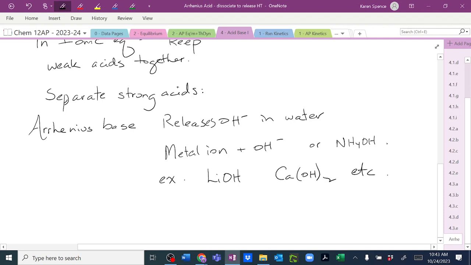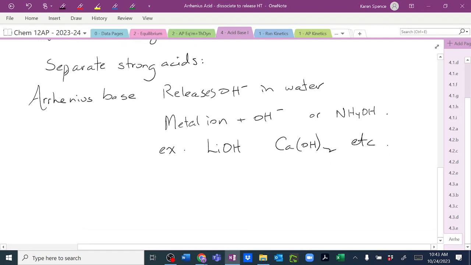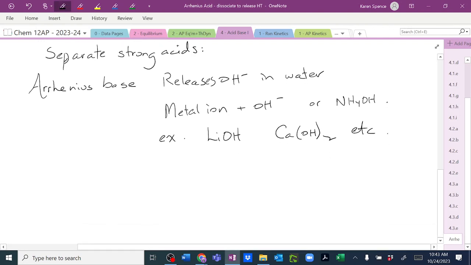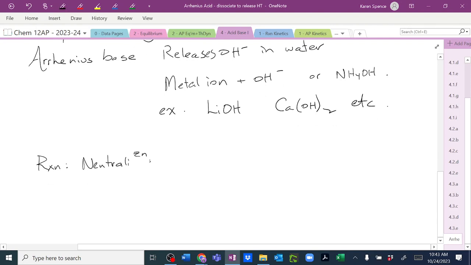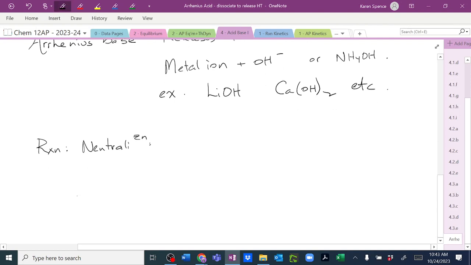Let's look at a reaction between an acid and a base. What is a reaction between an acid and a base called? Neutralization. So let's start by taking a strong acid, HCl, and reacting it with a strong base, LiOH. And I would like you to please predict the products of that reaction.